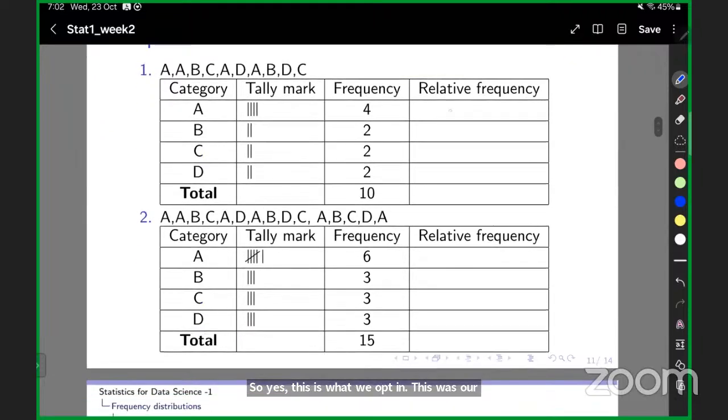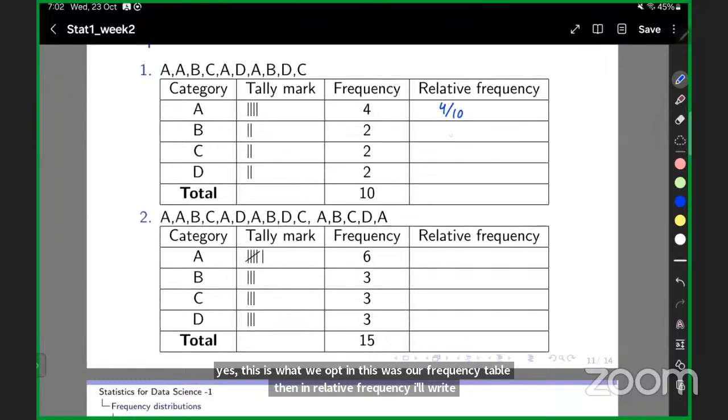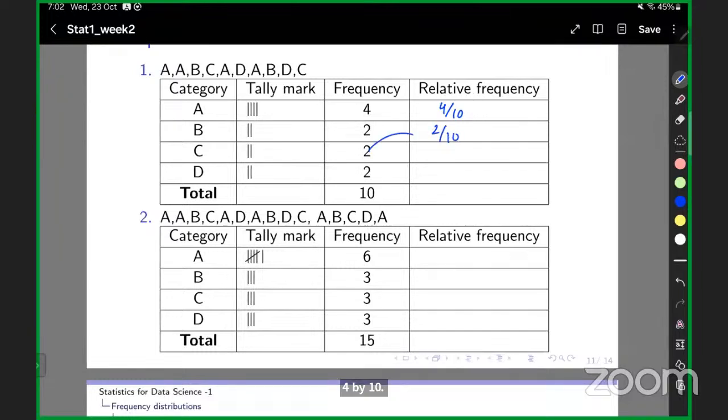Then in relative frequency, I'll write 4 by 10, right? Divide by total. 2 by 10, where 2 is coming from here, and 10 is the total. 2 by 10, 2 by 10, and this one doesn't matter, but it's 10 by 10 or something, right?